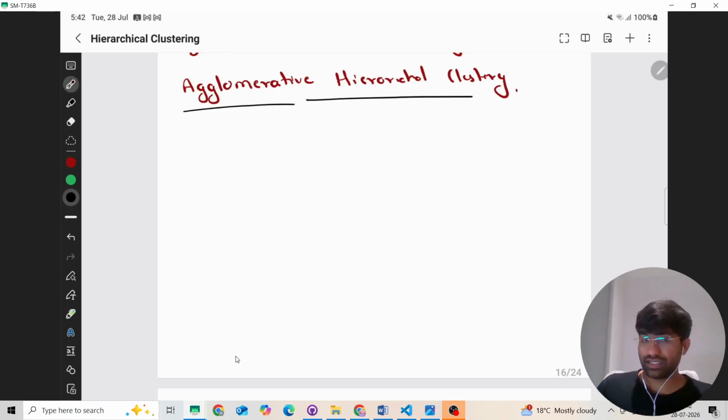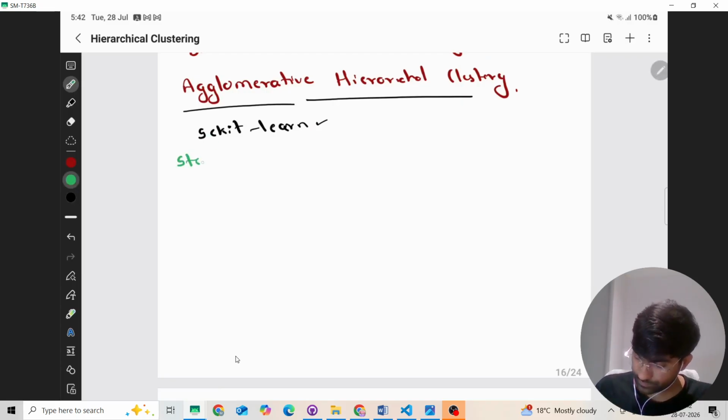Our Scikit-learn library uses the agglomerative hierarchical clustering. This is very important to remember. Whenever we build our model, we mostly use Scikit-learn. So Scikit-learn uses agglomerative hierarchical clustering. So how does this clustering work?